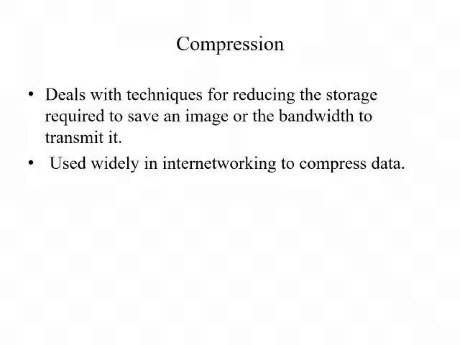The next step is the compression. Compression deals with techniques for reducing the storage required to save an image or the bandwidth that is needed to transmit it. This is widely used in internet working to compress data. .jpg is a file extension used in the Joint Photographic Experts Group, that is the JPEG image compression standard.